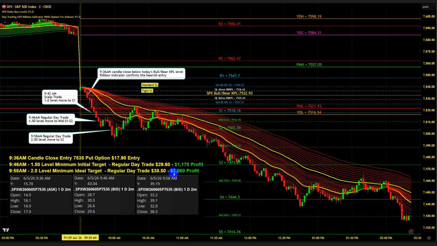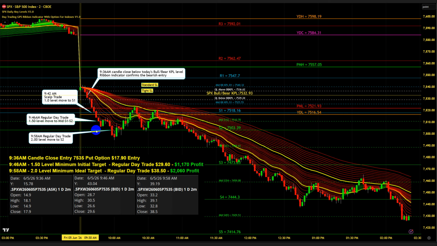And the key takeaways: the entry signal came from a close below one of the indicator's key levels for the session. In this case, it was the bull-bear key price level. The confirmation trigger for entering the trade came from the ribbon indicator. The stop-loss locations were predefined before the trade was entered. The profit targets were predefined before the trade was entered. And the trade management process was predefined before the trade was entered.